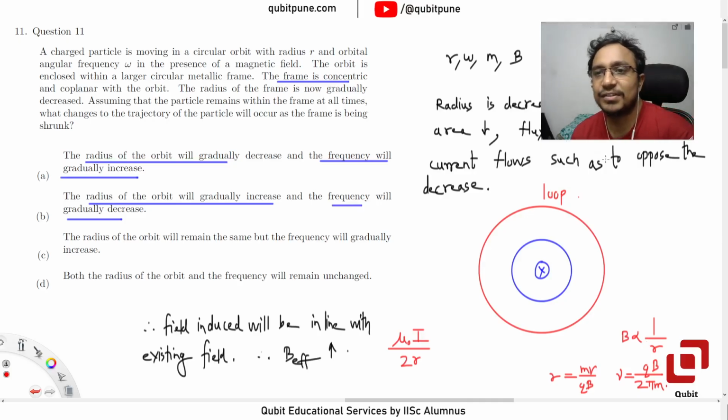Okay, but you must have first used electromagnetic induction to account for the extra field. Did you use that? Well, that did not occur to me, sir.